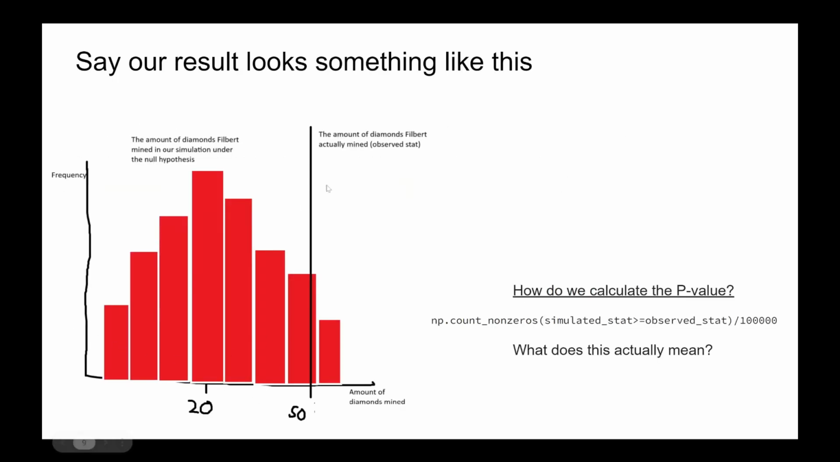So let's just say, for example, our test results look something like this. And it's very important that you know how to read this graph. It's basically saying the amount of simulations in which we got 20 diamonds is this amount of times. The amount of simulations where we got, for example, 5 diamonds is this amount of times. The amount of simulations where we got around 50 diamonds is this amount of times. Now, how do we calculate the p-value from this? Well, usually we do something with np.count_nonzero, right? But what does this actually mean?